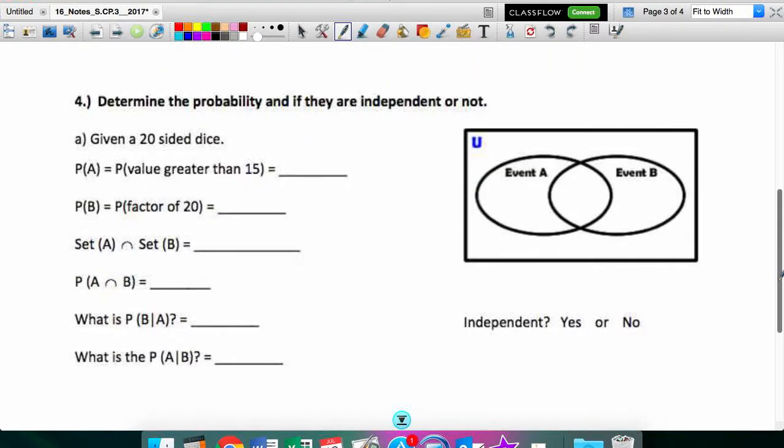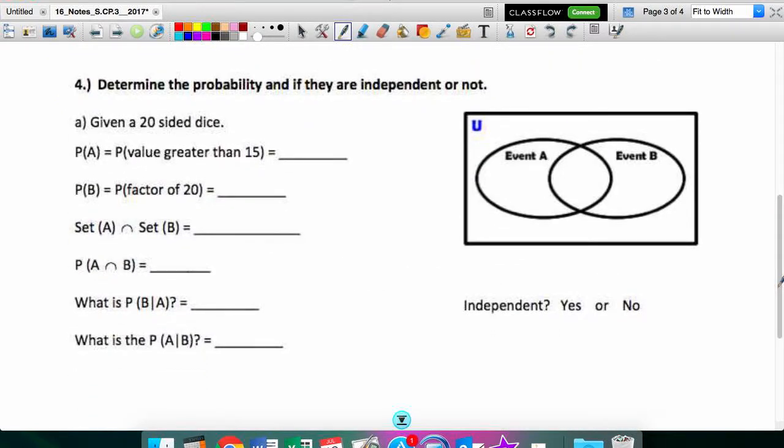Let's take a look at a more involved problem. Here we want to determine the probability and once again see if they are independent or not. But we have a more concrete scenario. We have a 20-sided die and two specific events. Event A is a value greater than 15, and event B is a factor of 20.